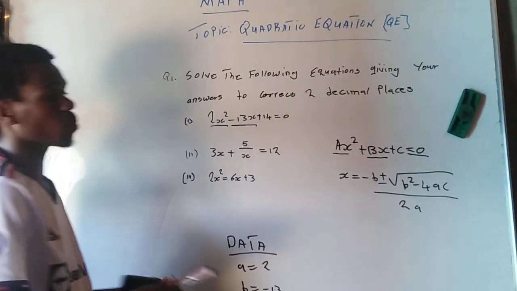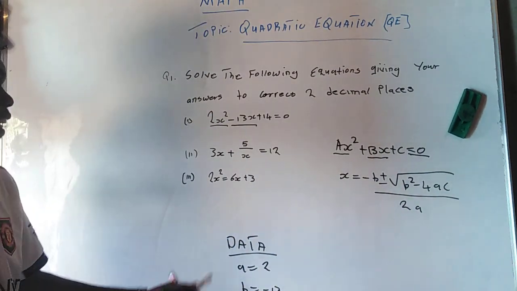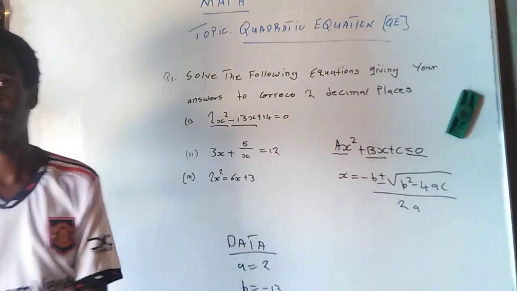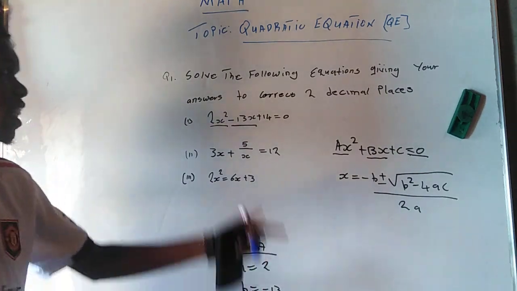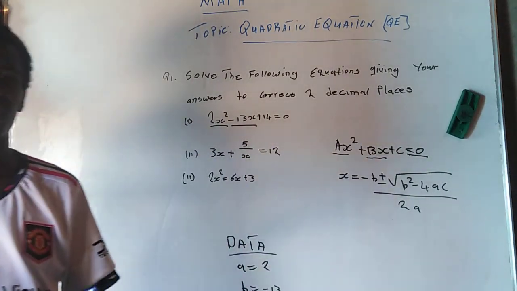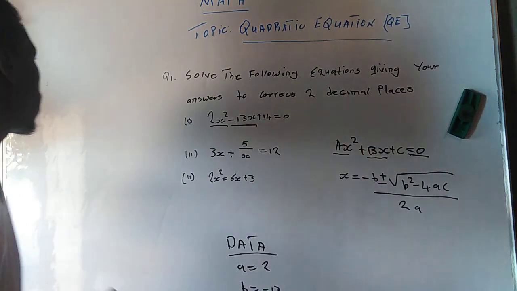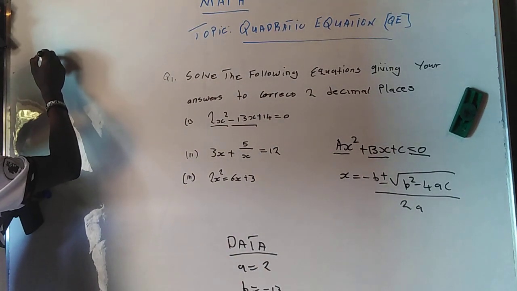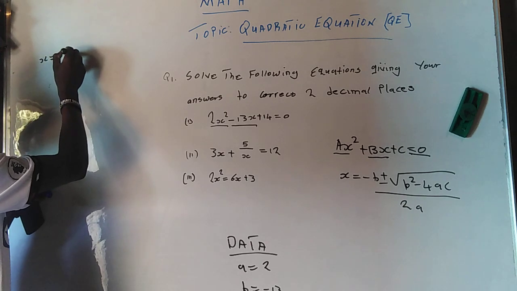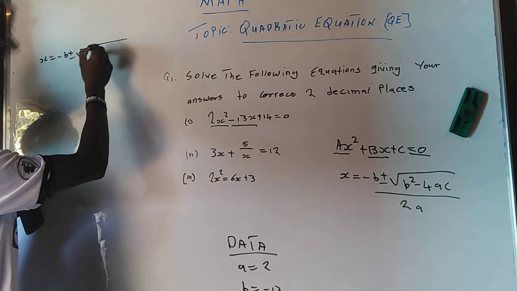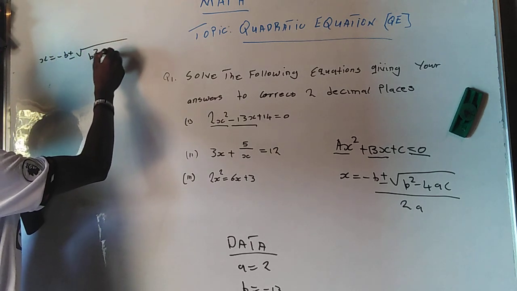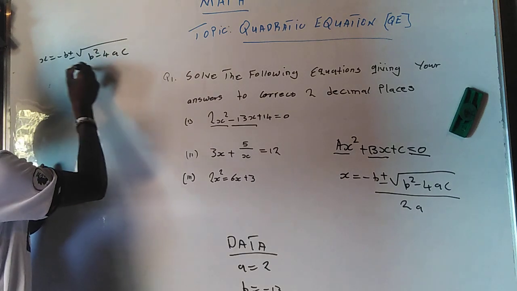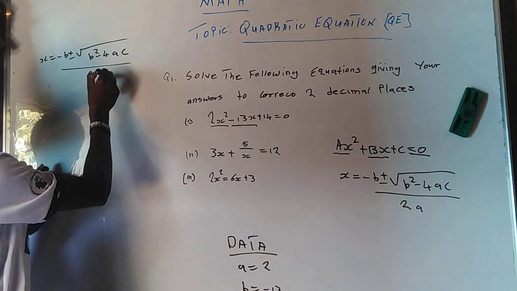So now this is my data, and with this data I can plug in from there, as simple as that. This question carries 5 marks in an exam, so you can't afford to miss it. So I'll say x is equal to negative b plus or minus the square root of b squared minus 4ac, over 2a.